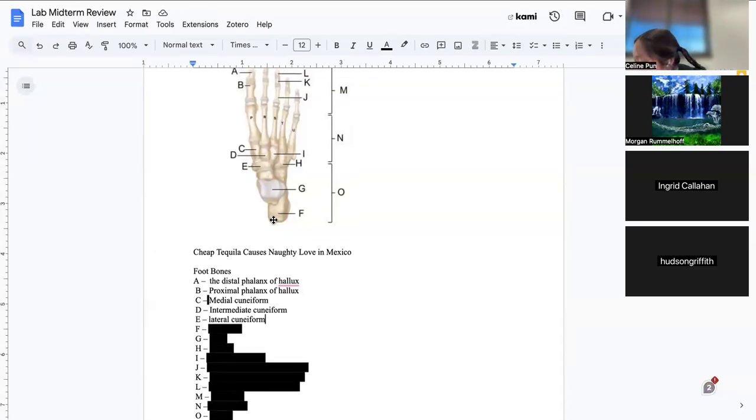Okay. And F is the really back of your foot. What is F? F is also called your heel. It's the calcaneus. And G is where your tibia connects to it, which is also called the talus.